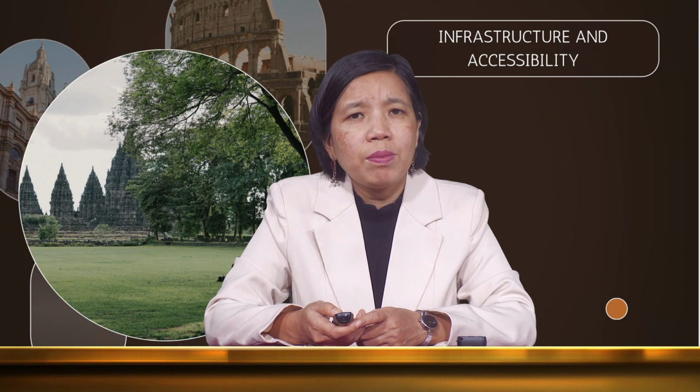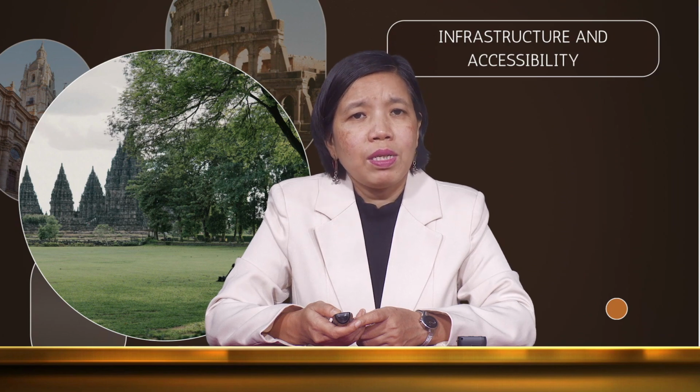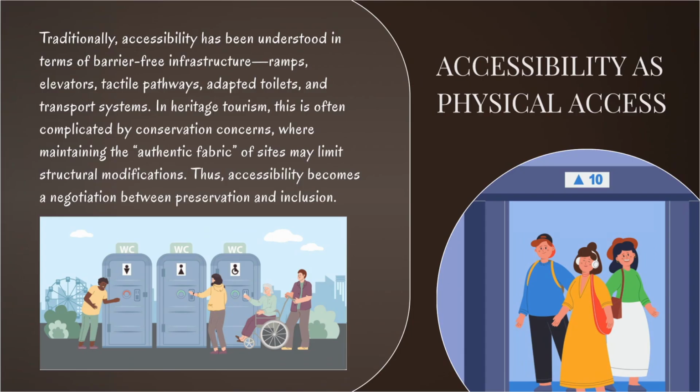How do we understand accessibility in heritage tourism discourse? It requires moving beyond a narrow focus on physical access to a broader, more critical, and inclusive perspective. Accessibility as physical access. Traditionally, accessibility has been understood in terms of barrier-free infrastructure like ramps, elevators, tactile pathways, adapted toilets, and transport systems. In heritage tourism, this is often complicated by conservation concerns, where maintaining the authentic fabric of sites may limit structural modification. Thus, accessibility becomes a negotiation between preservation and inclusion.